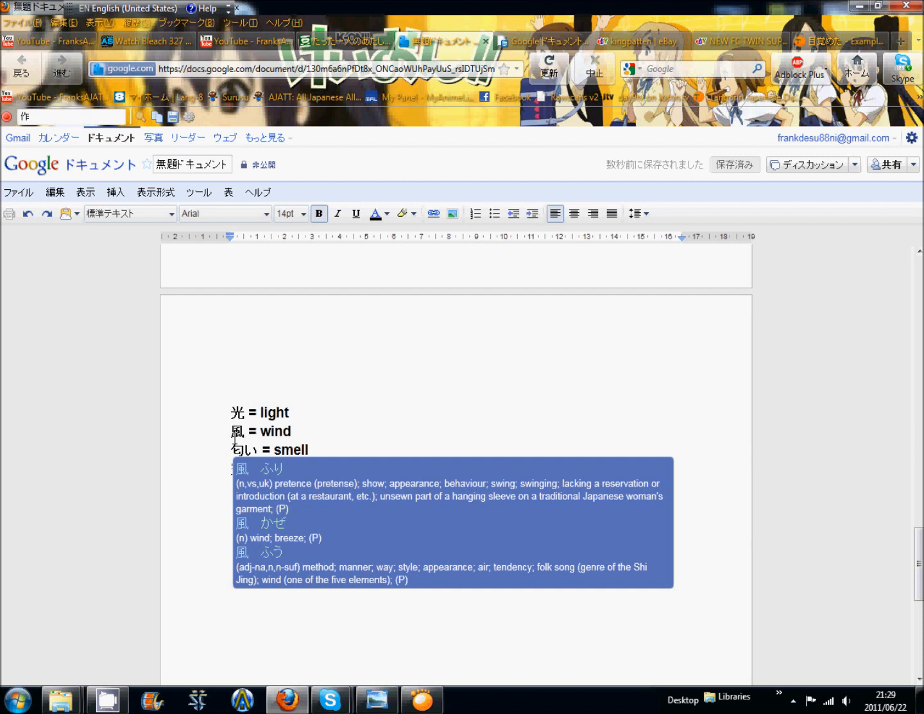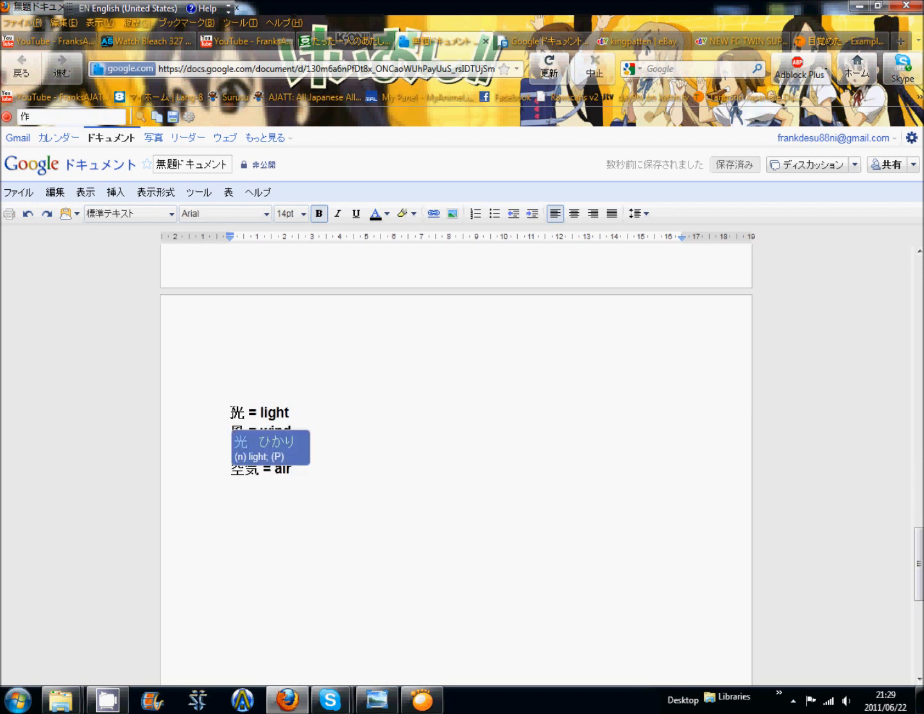Kaze, which is, we're looking at the second definition down, guys. Kaze, wind, breeze. And of course, hikari, which is light. All right. So really, that's all you would really need to do. You can even make this one SRS card, all four of those in one. Wouldn't be a big deal at all.